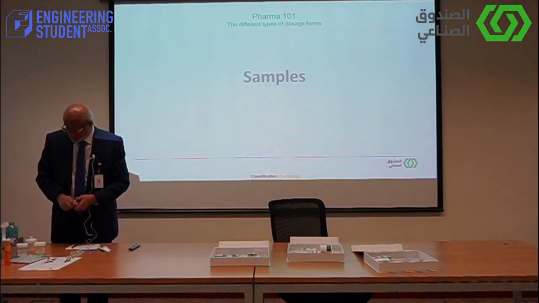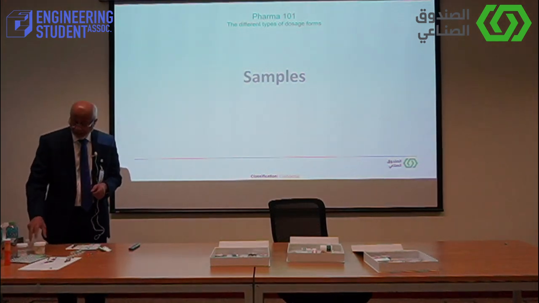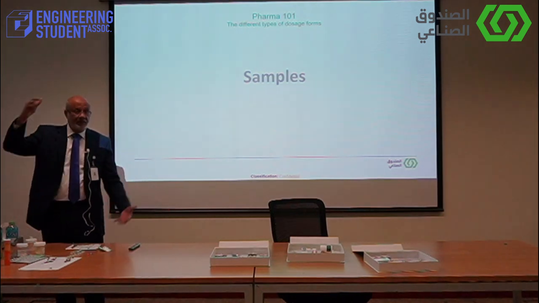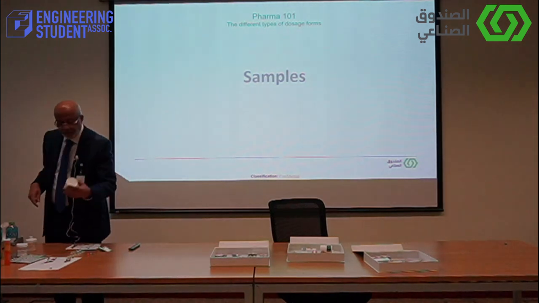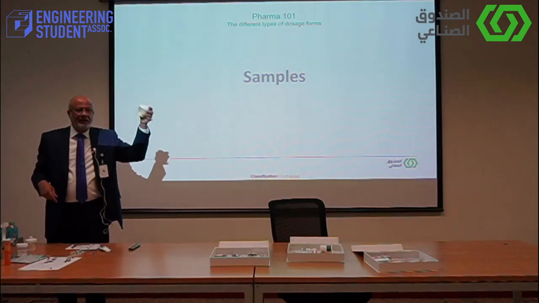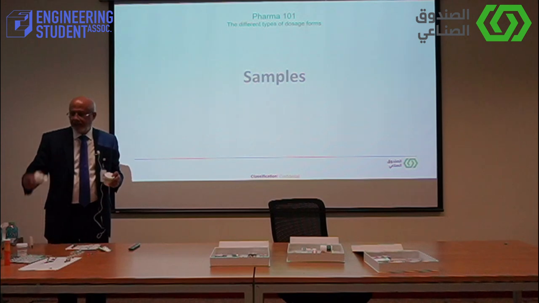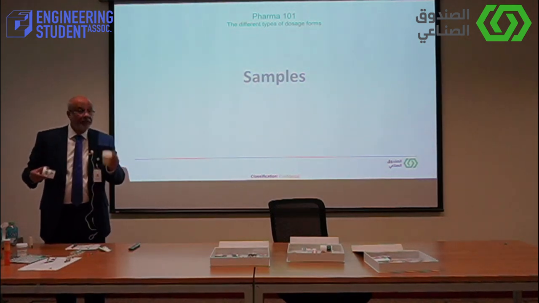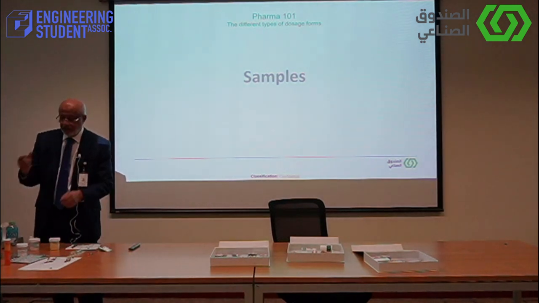Now we were talking about API and excipients. API doesn't come in small packs; it comes in drums, normally as a thumb rule in 50 kg drums. This could be an example of an API. It is a powder. This is what the API looks like, and this is what another API would look like. It depends. It could be a fluffy powder, a compact powder, or in granules, and so on and so forth.